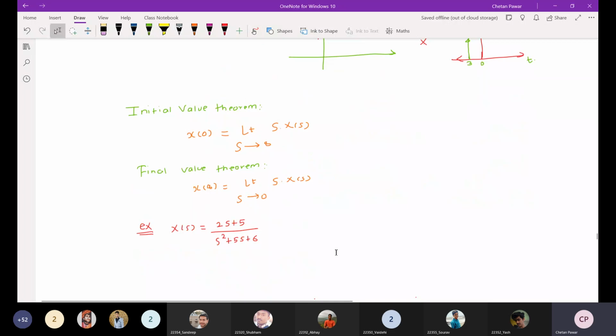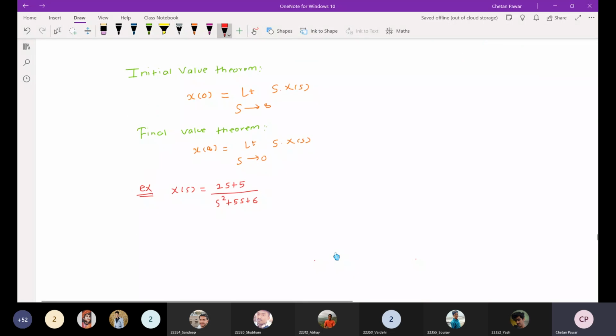Now we will see the initial value theorem and final value theorem. Okay. So why are these theorems required?